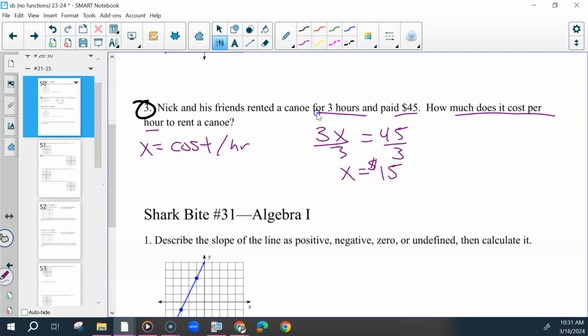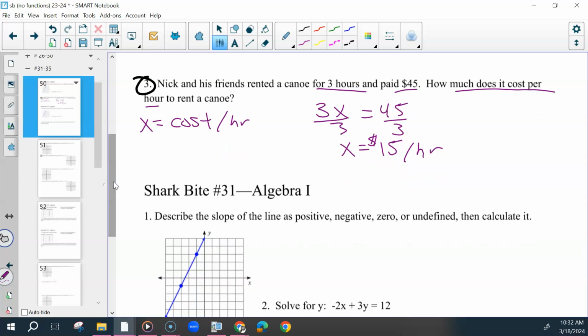Okay, but did I have to do all that? What if I just did 45 divided by 3? You need to set up an equation. Dividing by 3 is an equation. No. Can you define what an equation is?